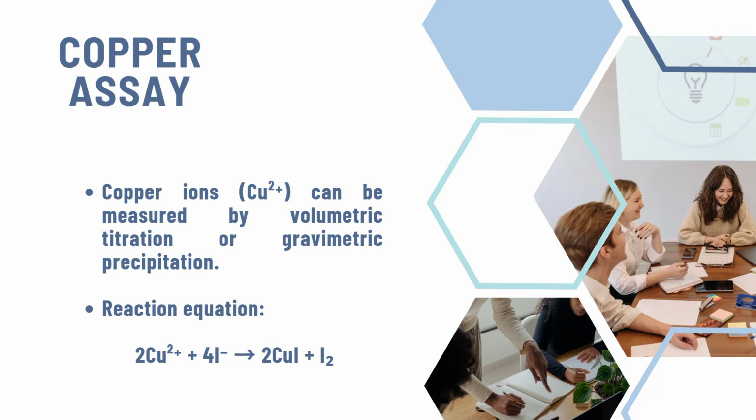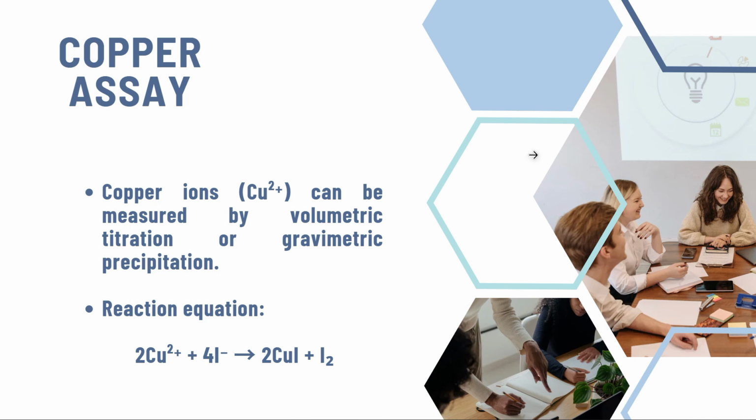The principle of copper assay is based on isolating copper from other elements then measuring it. A common method is iodometric titration, where copper ions react with potassium iodide, producing iodine that can be titrated with sodium thiosulfate. The reaction equation: 2 moles of copper ions react with 4 moles of iodide ions to produce 2 moles of copper iodide and one mole of iodine.